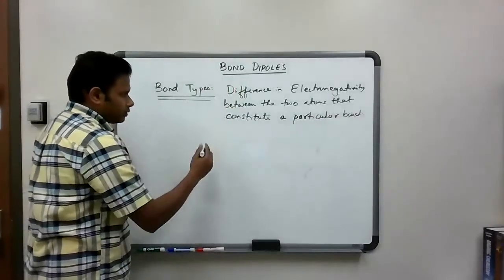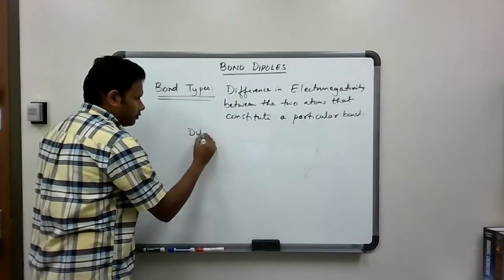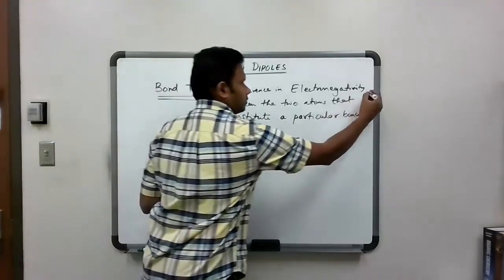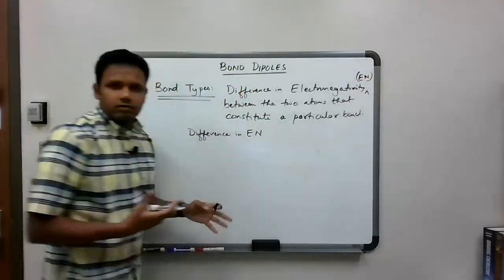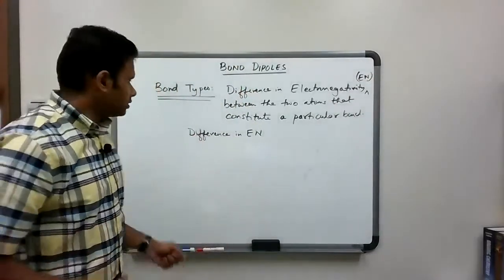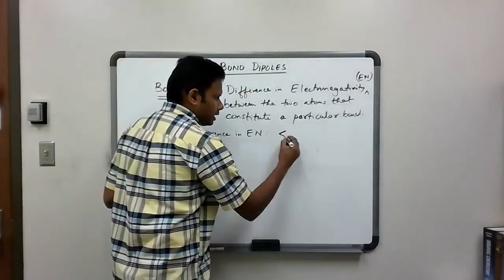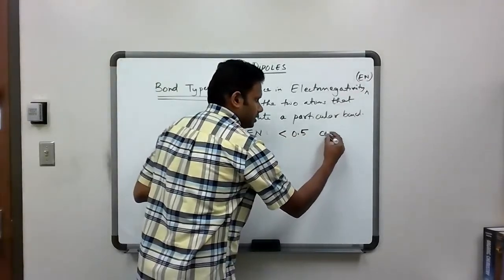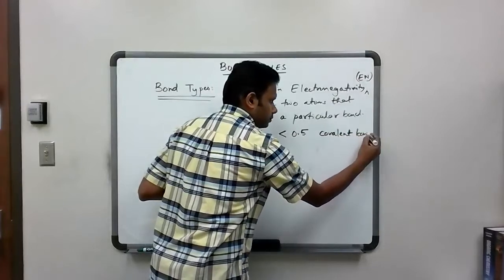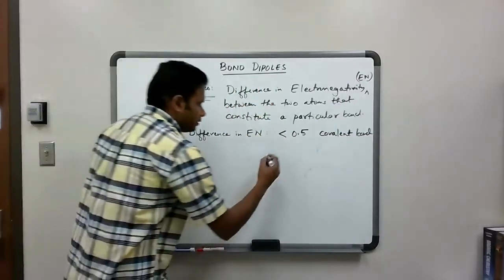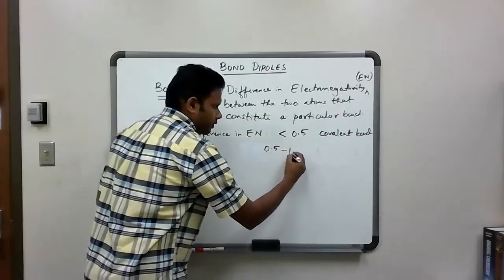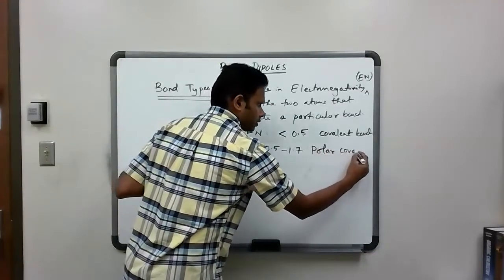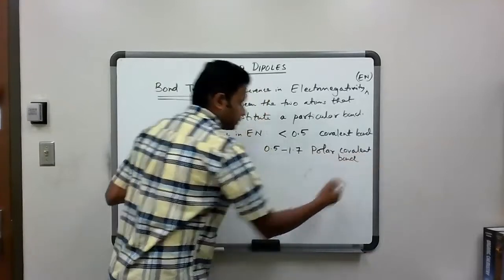So based on this, if our difference in electronegativity, En is not a very formal notation, but I'm just going to use En. If the difference in electronegativity is less than 0.5, then we say it is a covalent bond. If the difference in electronegativity is between 0.5 to 1.7, then it is defined as a polar covalent bond.